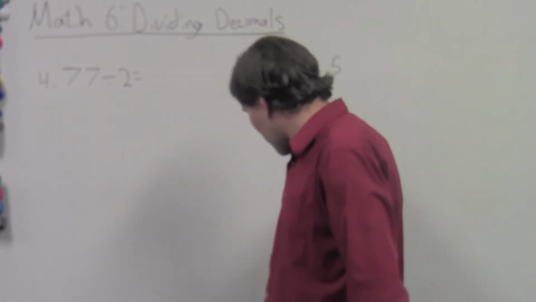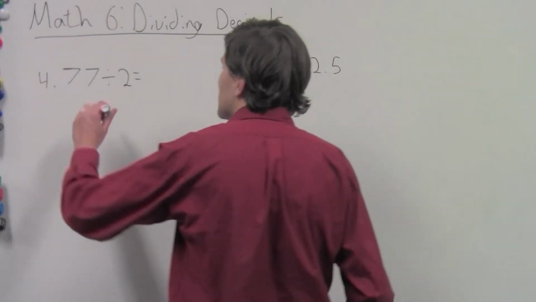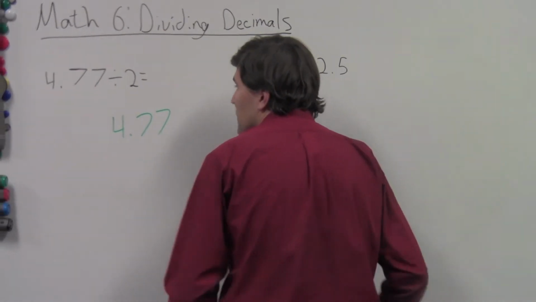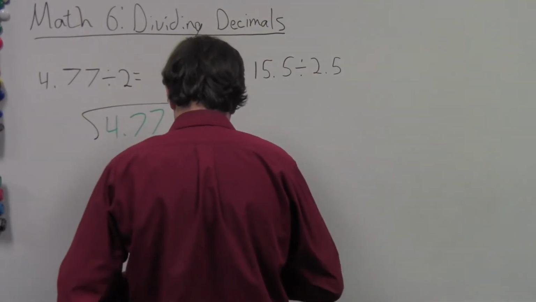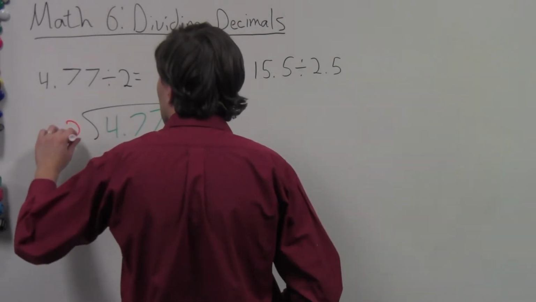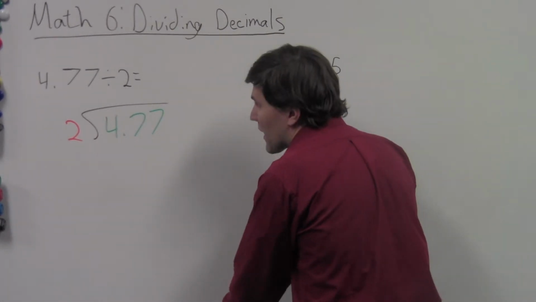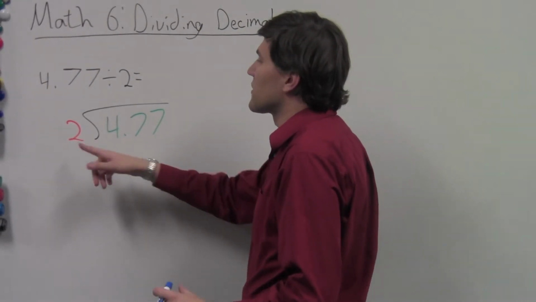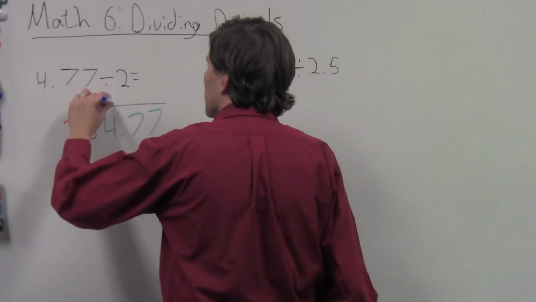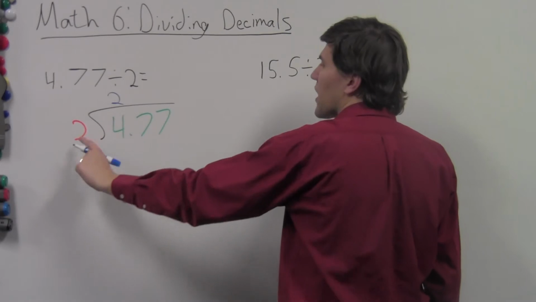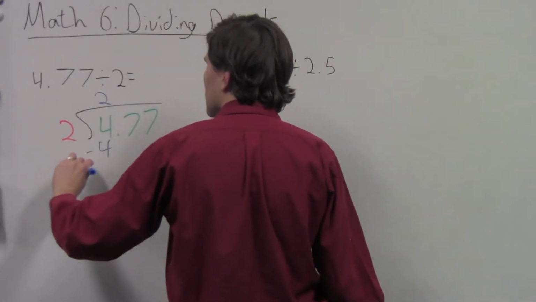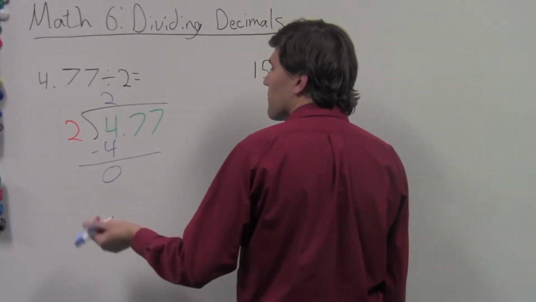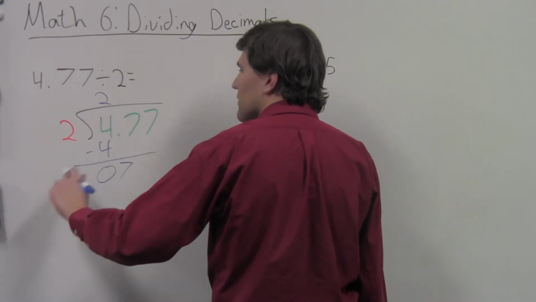If we start with this first problem, our dividend is 4.77, and our divisor is 2. So at each step of the way, we need to ask, how many times does 2 go into the next digit? So 2 goes into 4 twice. Now we take 2 times 2 is 4. We subtract, and we have a remainder of 0 here. We carry down the 7.